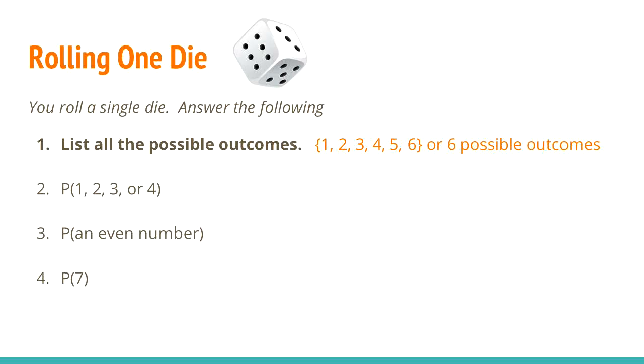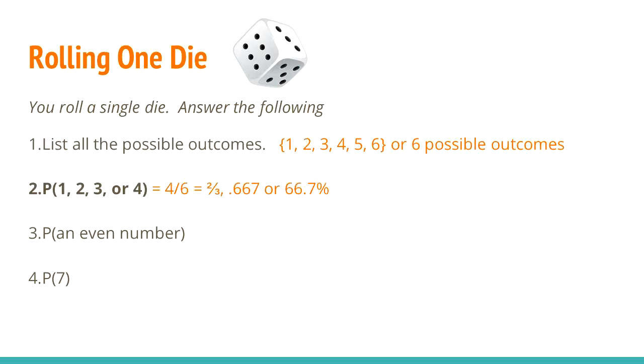In number 2, I want to find the probability of rolling a 1, a 2, a 3, or a 4. This gives me 4 favorable outcomes, 4 out of the 6 total. I can reduce that to 2/3, or 66.7%.